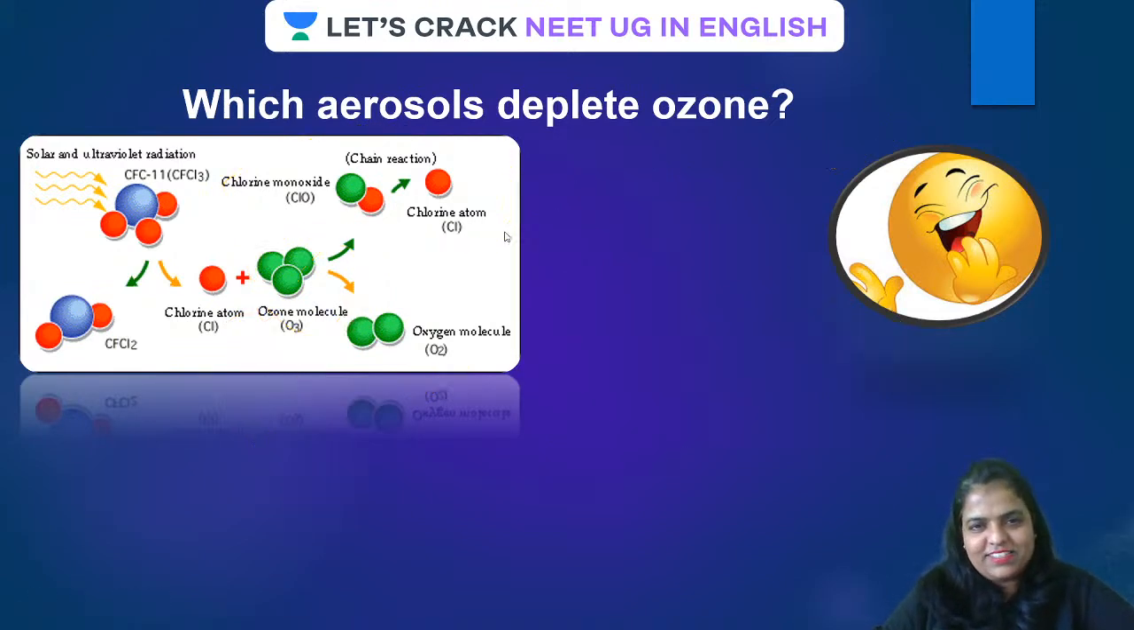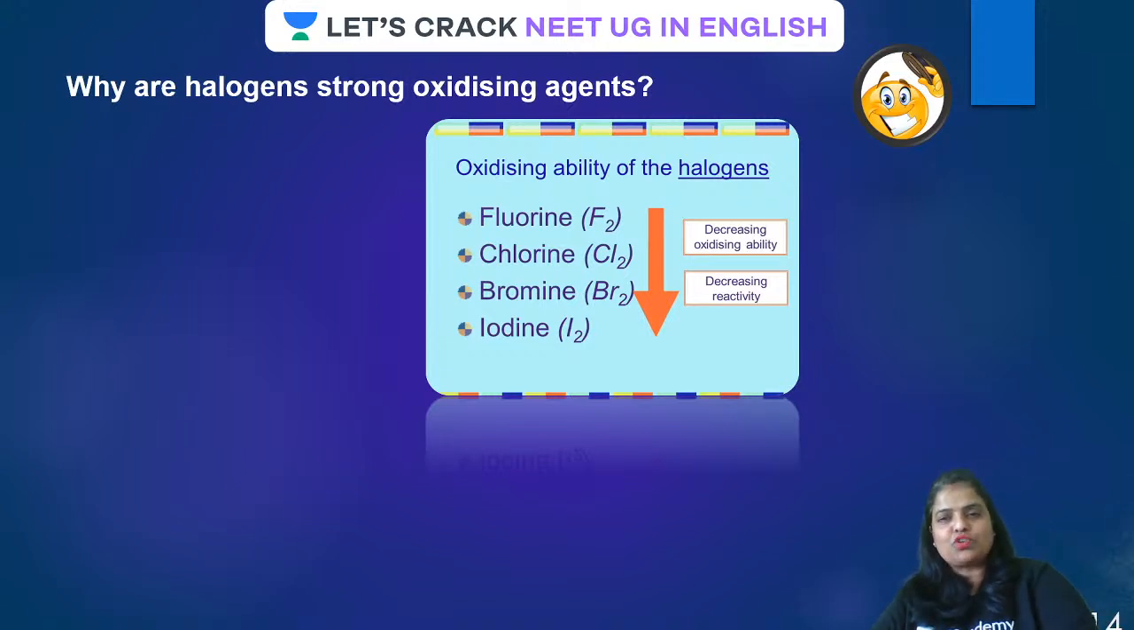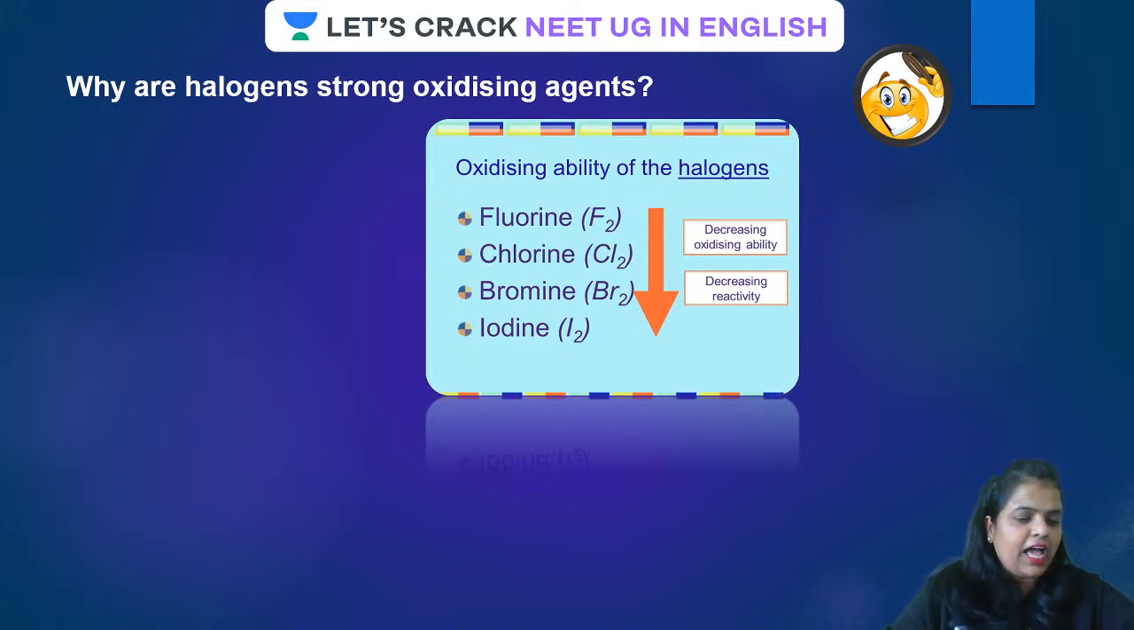Okay, yeah, guys. Is that okay, Siddharth? Now, do let me know. Is that okay, dear? Now, why are halogens strong oxidizing agents? Just now we had seen that fluorine is the strongest oxidizing agent, guys. Why? What is the reason that halogens are strong oxidizing agents in nature?